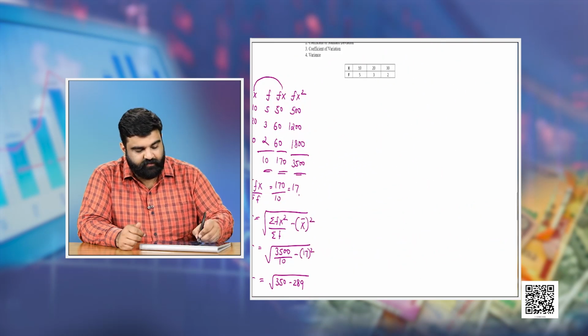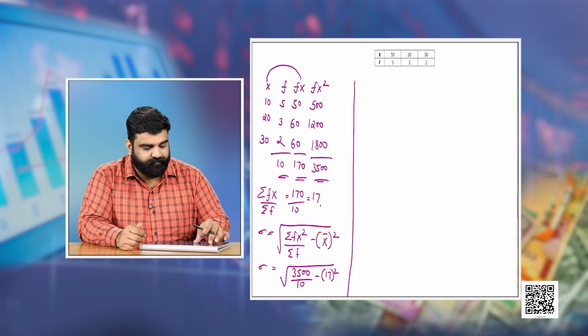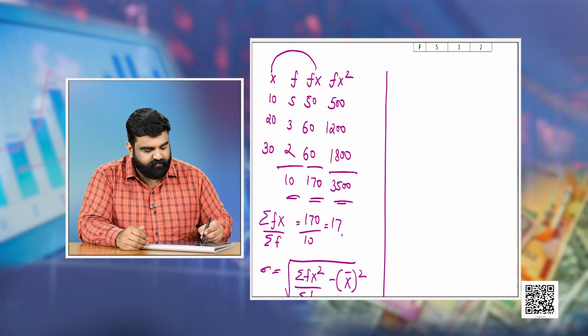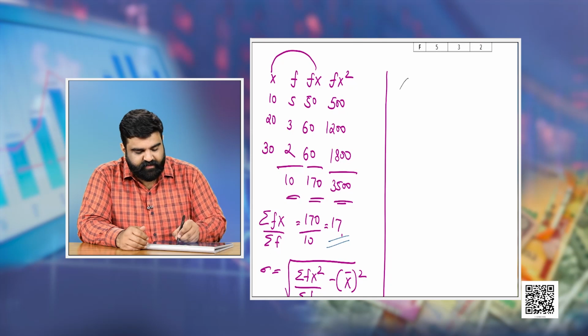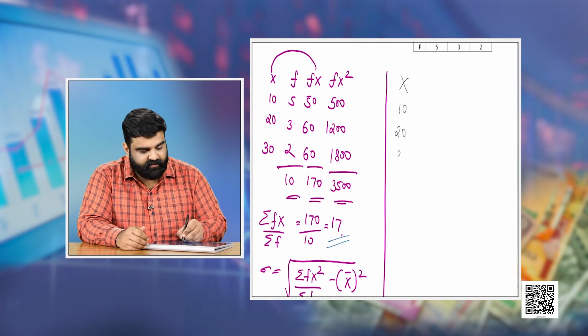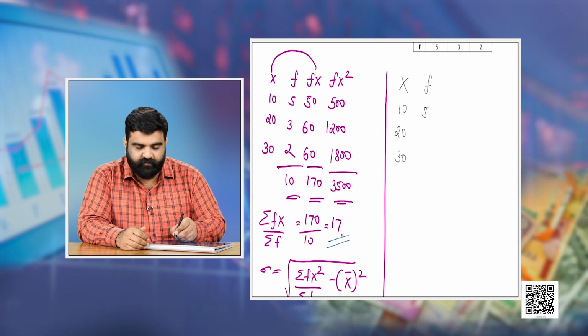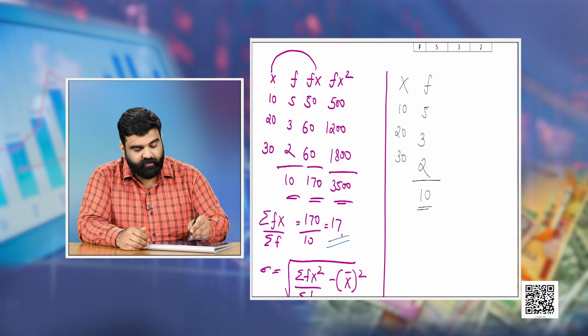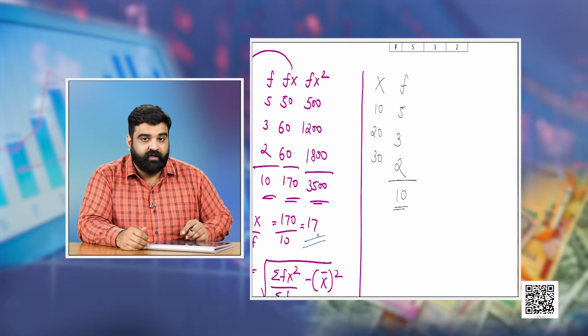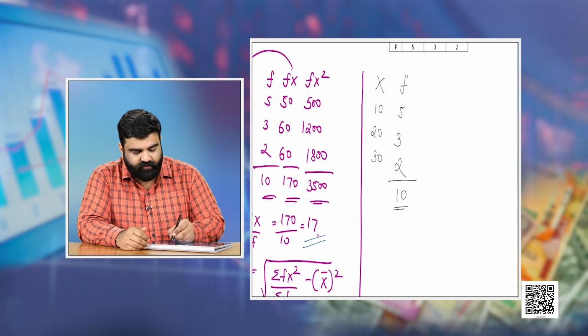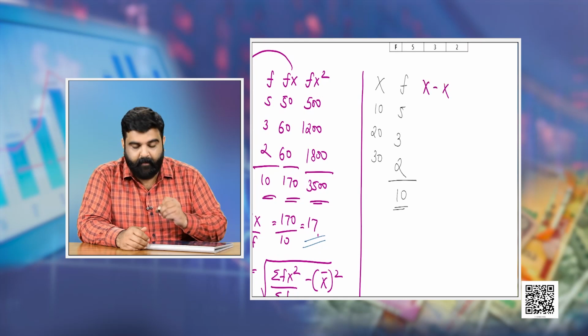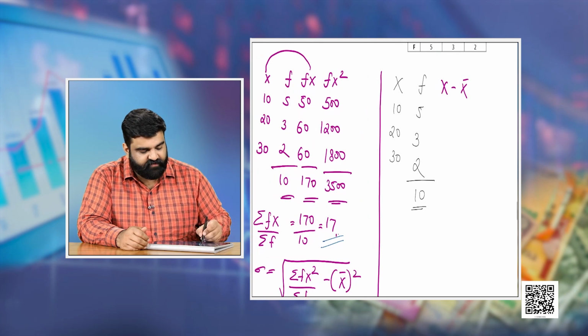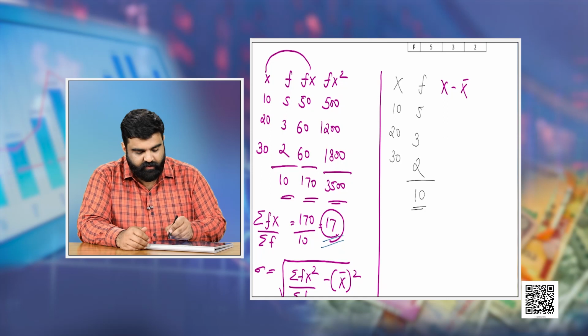Let us do this question by using the actual mean method. So, I have the mean which is 17. Let me use this value. So, we have x as 10, 20 and 30. We also have f, which is 5, 3 and 2. We have the total of frequencies, that is 10. Now we have to calculate deviations from the actual mean. First of all, let us calculate x minus x bar. We have the mean as 17, so I will be using this value. So, we have minus 7, then we have 3 and finally, we have 13.